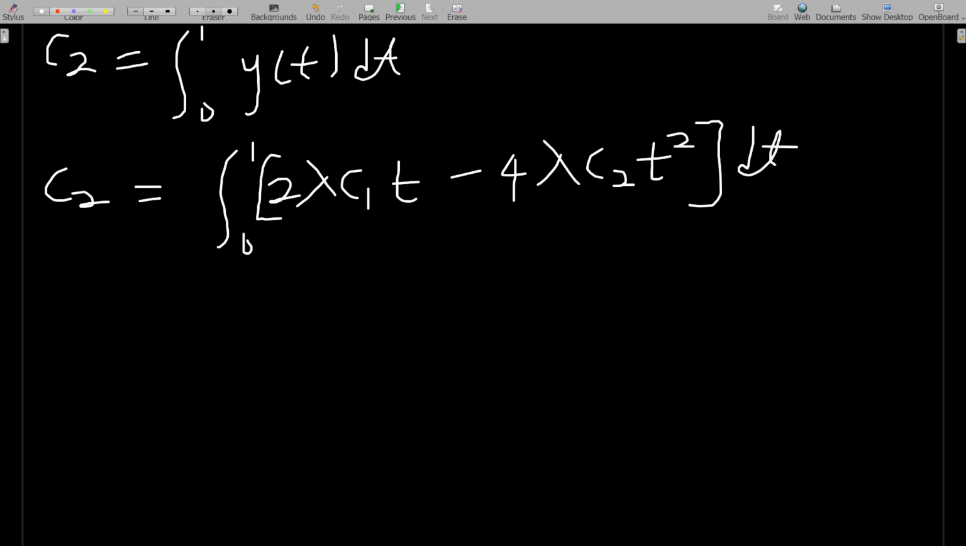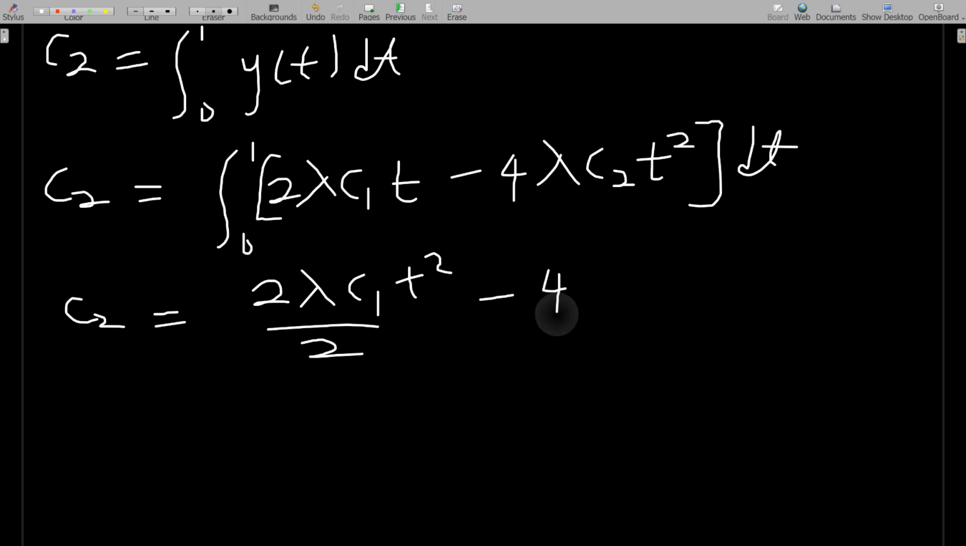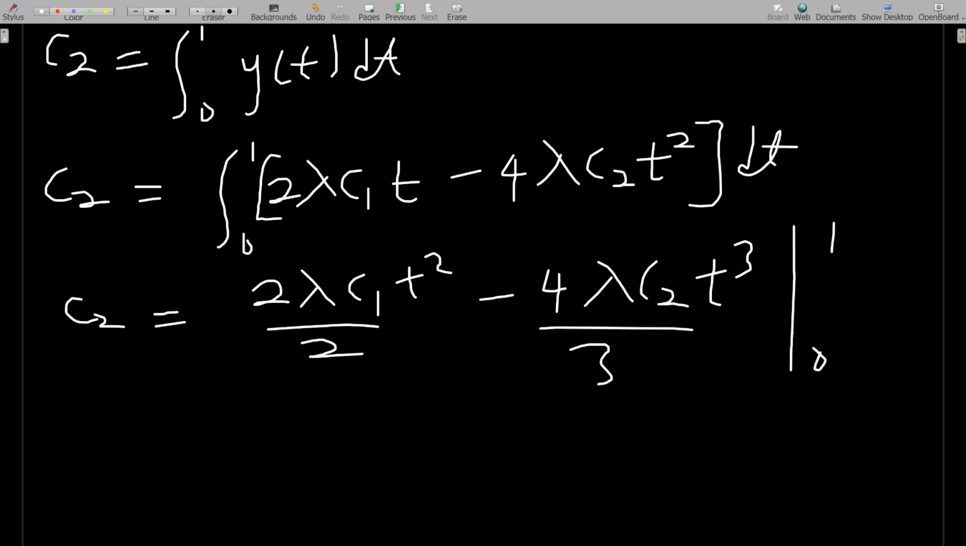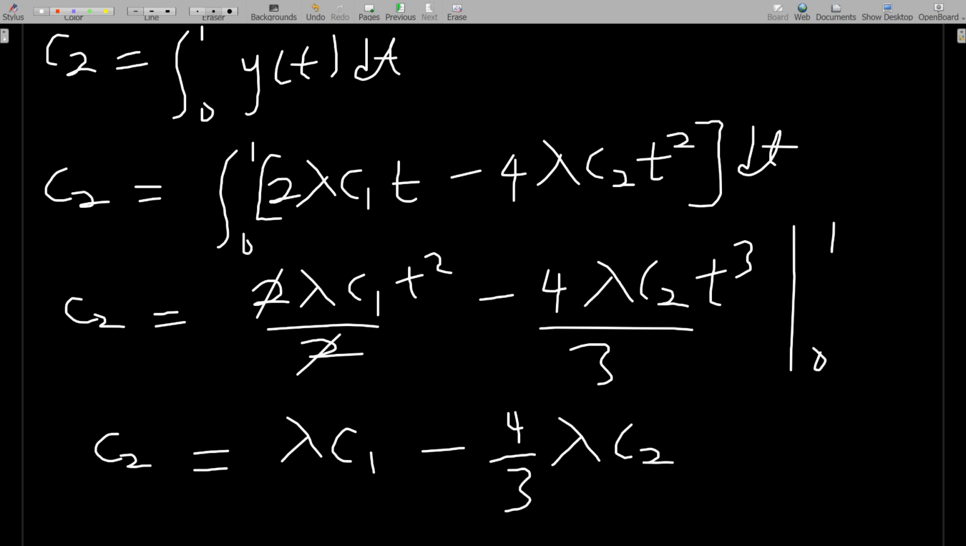If I integrate this straight away, you get 2 lambda c1 t squared all over 2, minus 4 lambda c2 t cubed all over 3, right? Then evaluate everything from 0 to 1. So I have c2 being equal to lambda c1 minus 4 over 3 lambda c2. The reason why I don't put the 0 in is that when you put 0 in, everything will be 0, so you just evaluate it at 1 and that is all.